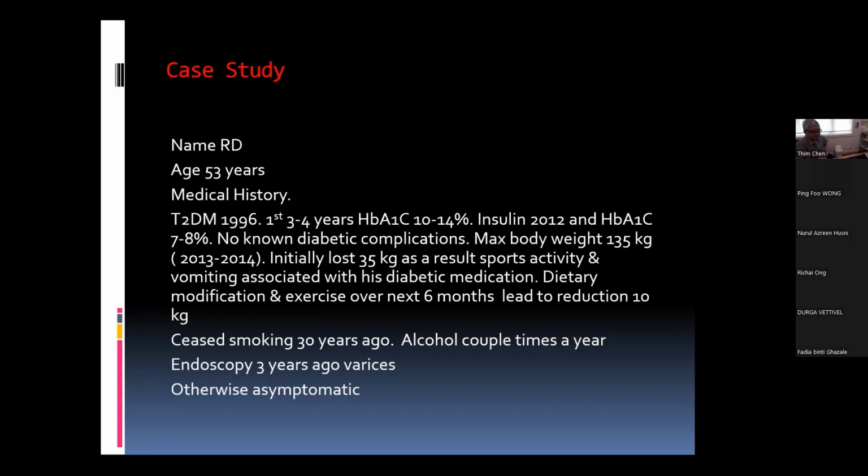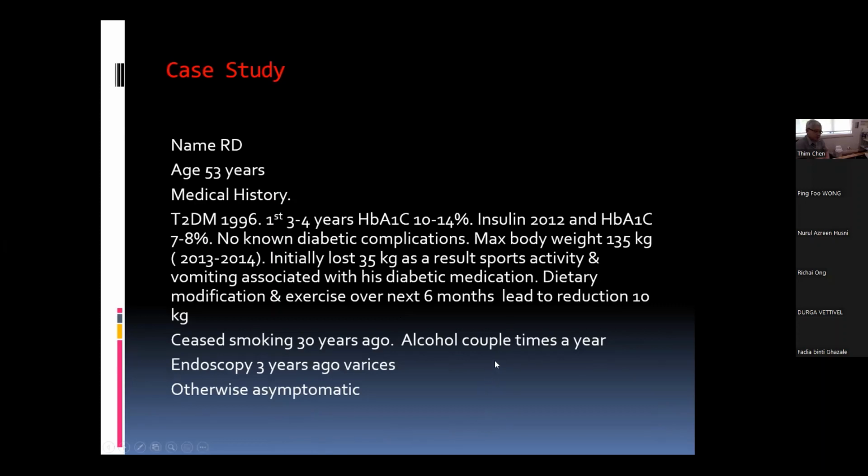So that's different. Anyway, this guy, he was overweight in 2013, but he went and played hockey, very well controlled, and then metformin caused vomiting, so he lost about 35 kilos. And then dietary, medication, everything went down to further reduction. So he lost about 45 kilos. Ceased smoking 30 years ago, sometimes drinks a bit of alcohol, like most of us.